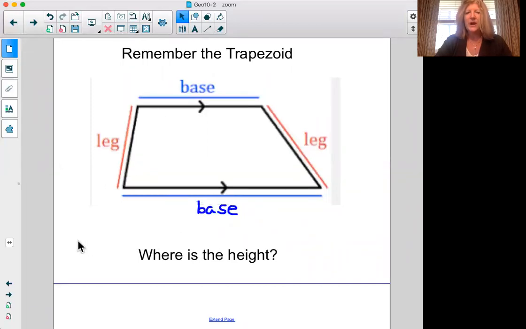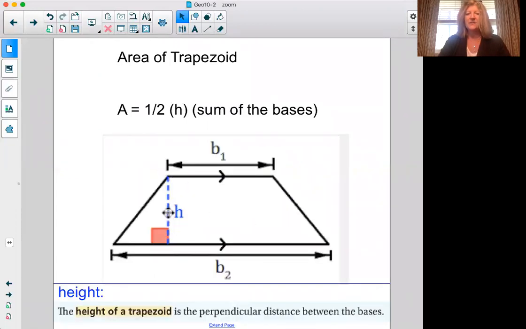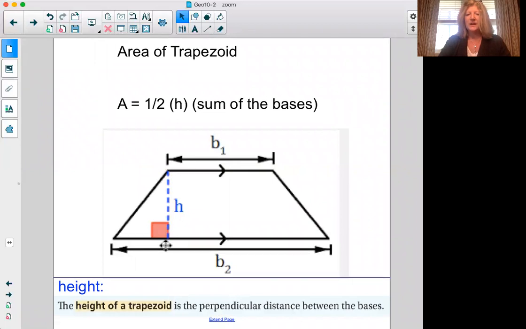The question is, where is the height? Well, we have to remember the base and height are always perpendicular. And so here's the height. The height will be the perpendicular distance between the bases. So if you drop the altitude down and measure it, that's the height.